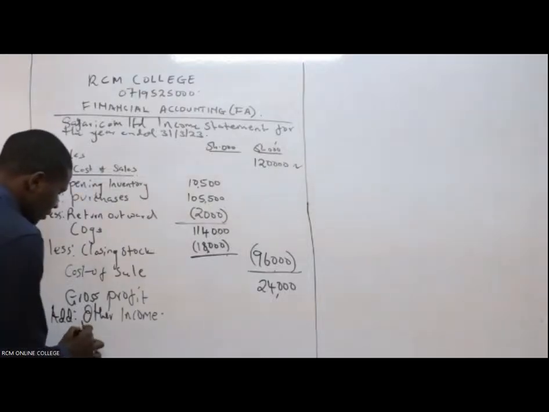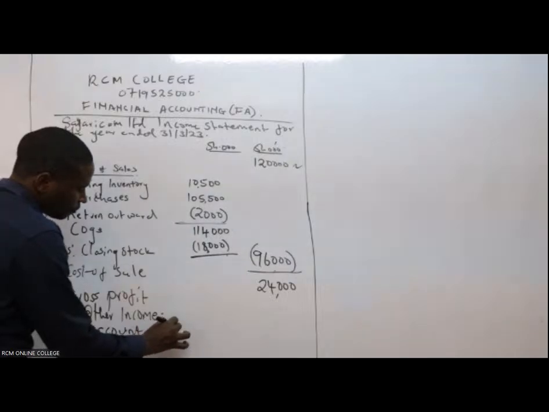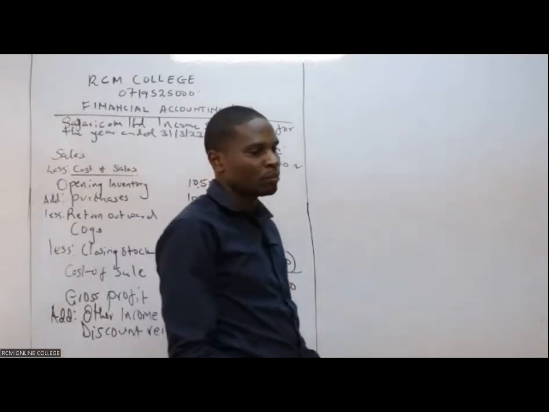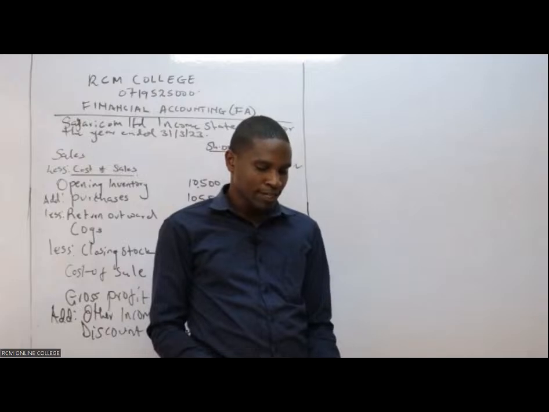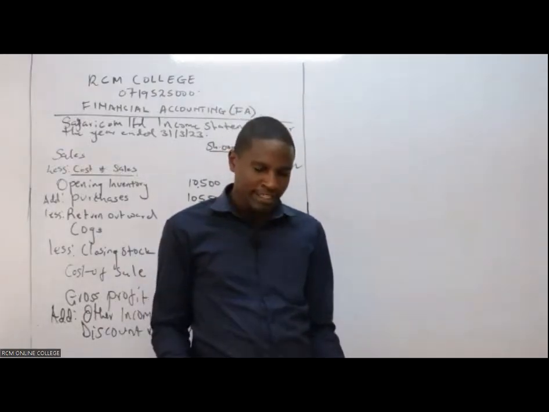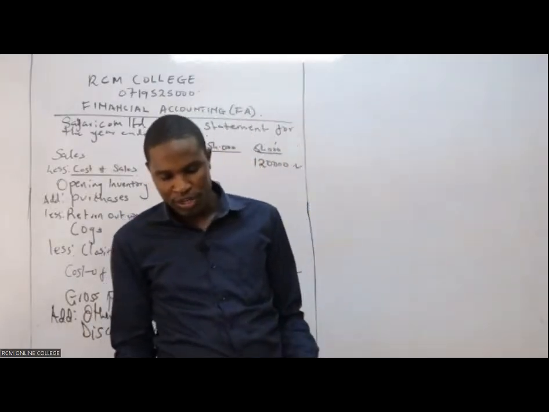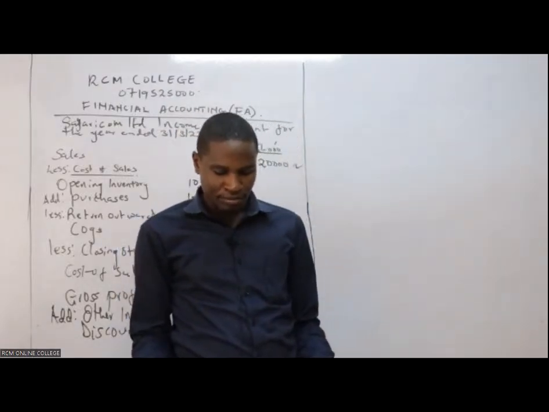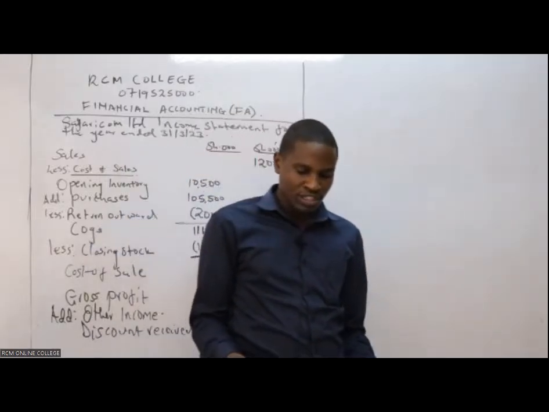So you come here and add discount received. It is 325. Then you check whether there is any other information that might give you another income. If I look at additional information number 2, it tells me that as at 31st March 2023, the account receivable balance included 50,000 due from a customer who has been declared bankrupt. The allowance for doubtful debt is to be adjusted to 5% of the account receivable as at that date.